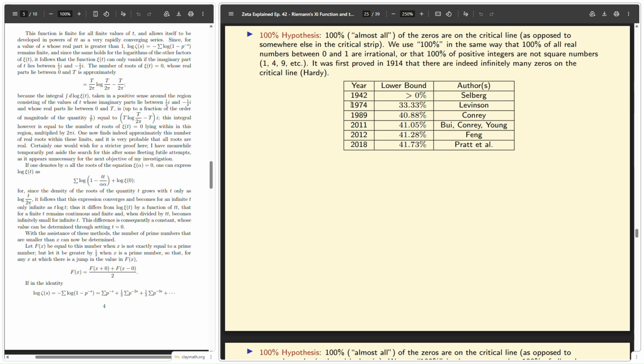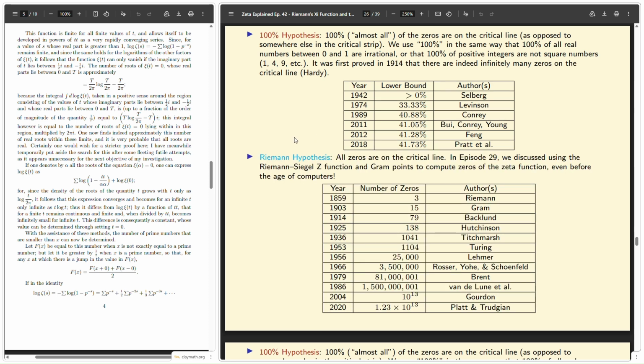And then the progress has been slow since then. Our best bound right now is that at least 41.73% of the zeros are on the critical line. So there's still a lot of progress to be made before we get to 100%, although it seems possible that Riemann thought this was just true. Perhaps he had a proof for it, but likely not, given how difficult this is. And now it's more than 150 years later.